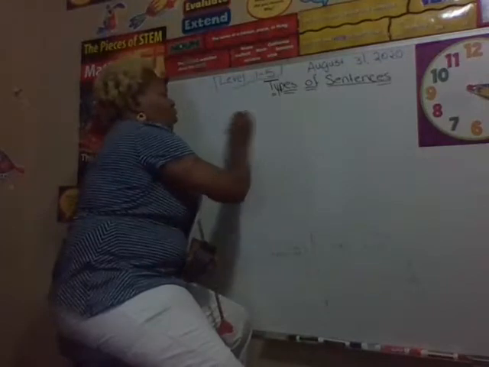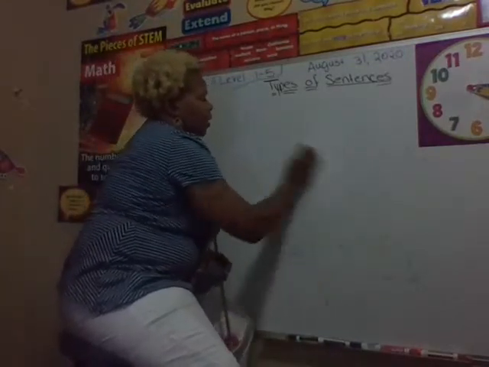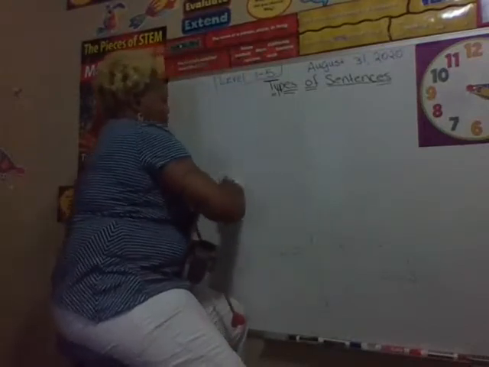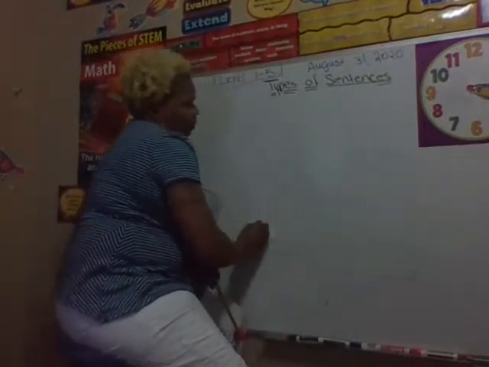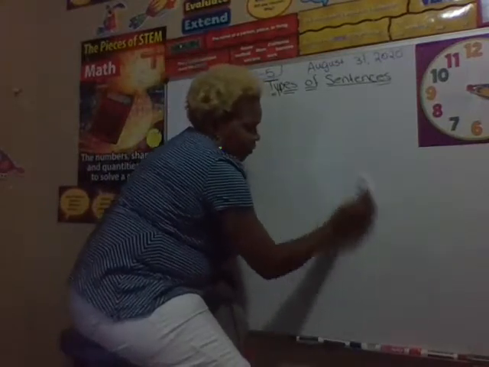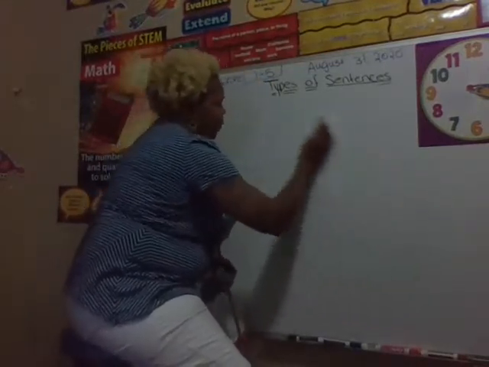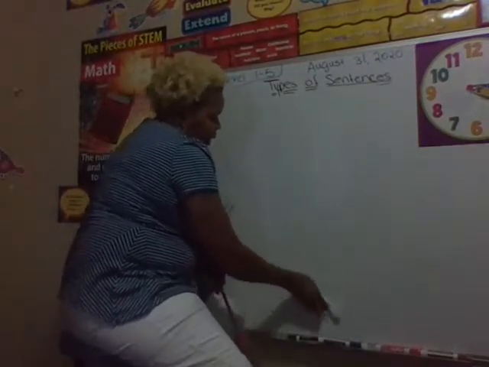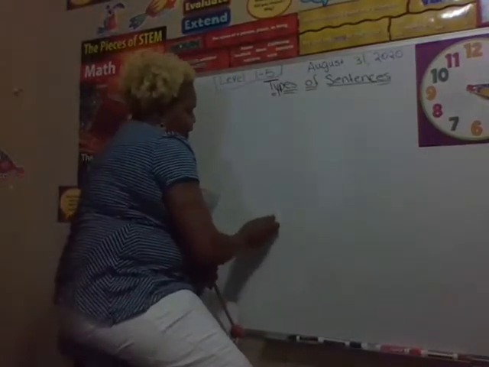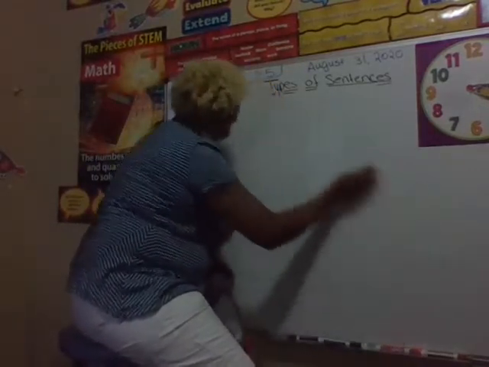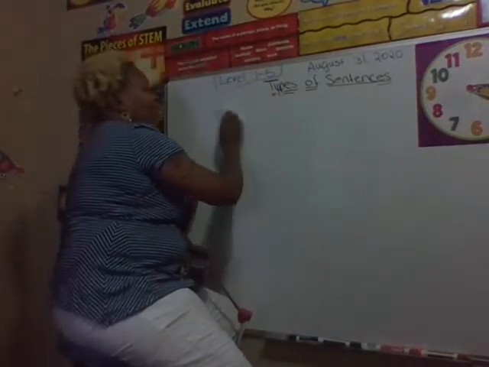There are four types of sentences. What are they? Name them. Declarative, imperative, interrogative, and exclamatory. What are they? Declarative. Interrogative. Imperative and exclamatory.